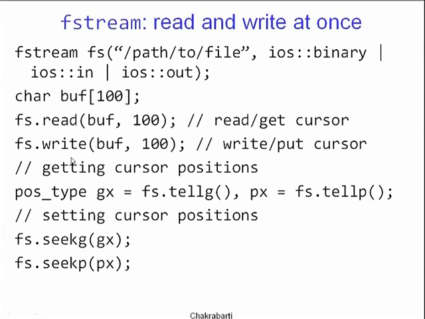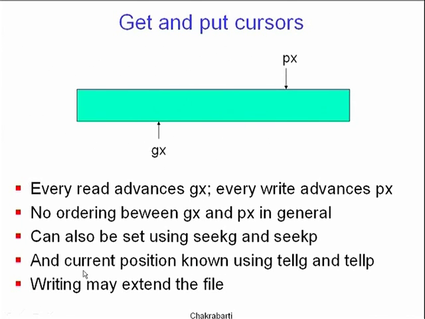tellg and tellp are methods defined inside fstream. That tells you where the read and write cursors are currently located. Any act of reading and writing will move around the read and write cursors. g is get, and p is put, put is write. So this is how it works. In a particular file, think of the file as a contiguous chunk of bytes. Every read will advance gx, every write will advance px. But there is no necessary ordering between gx and px in general because you are allowed to move them around. We can also set up gx and px using seekg and seekp. And the current positions can be known by calling tellg and tellp.